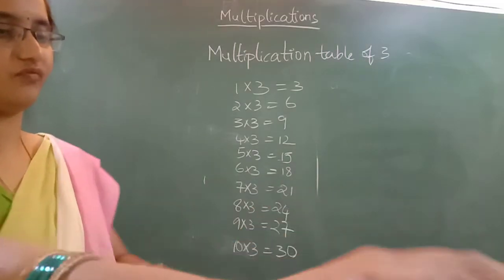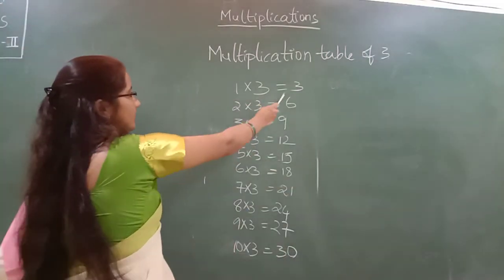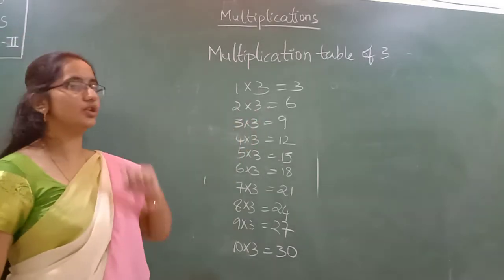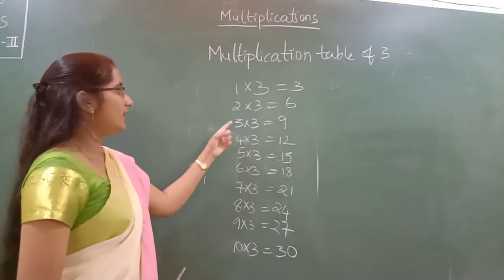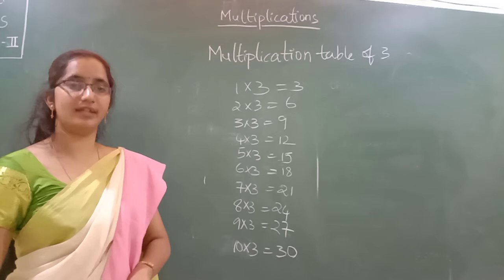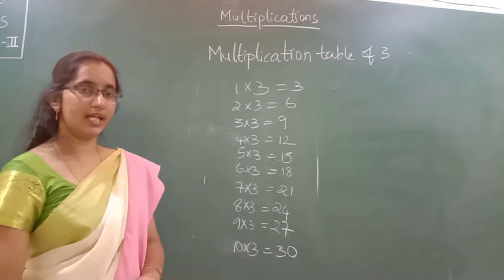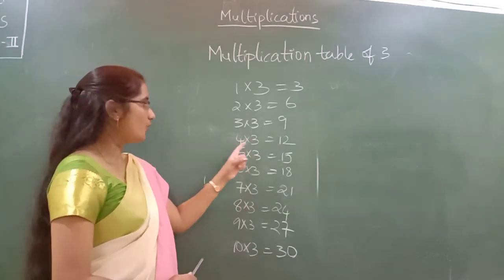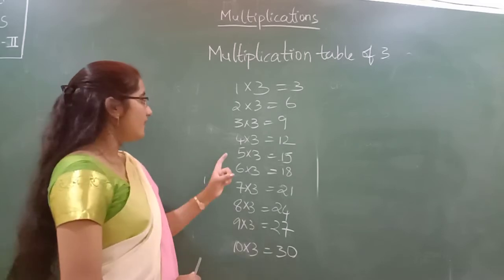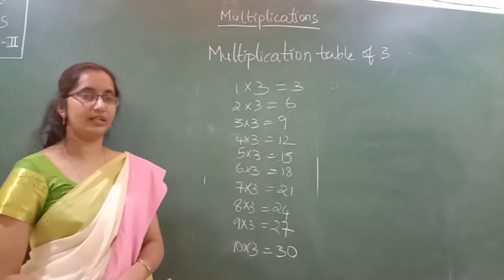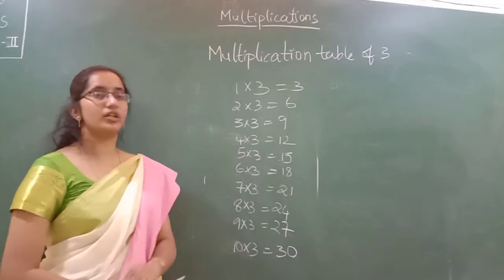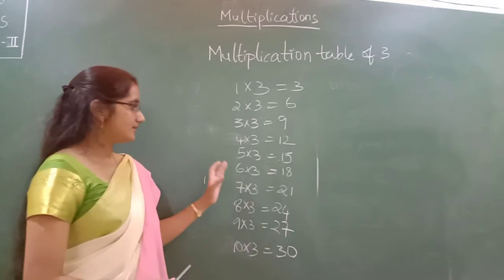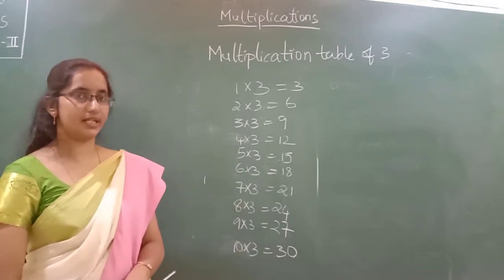Into 3. 1 times 3 is 3. 3 is equal to 15. 6 times 3 is 18. 6 into 3 equal to 18.